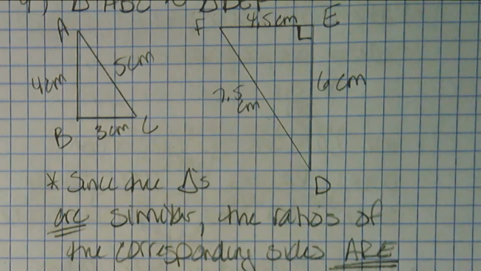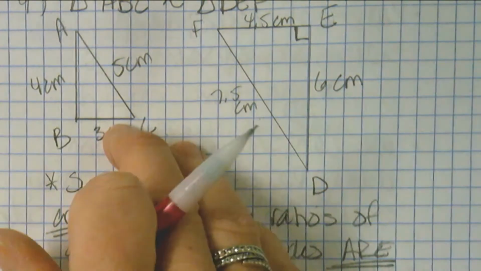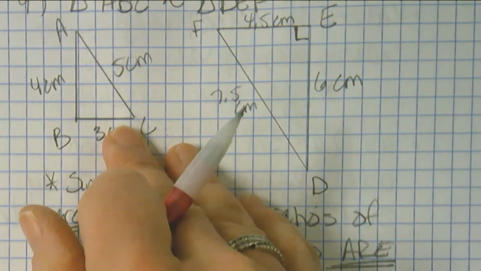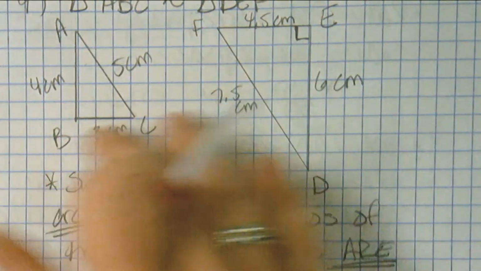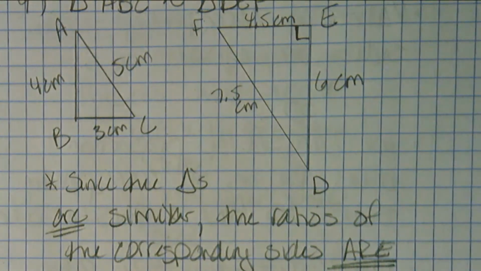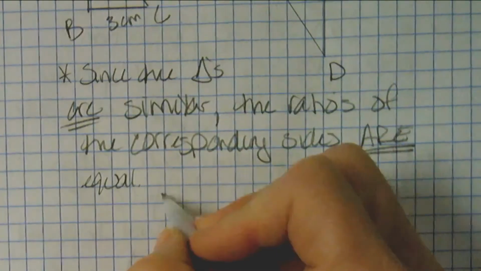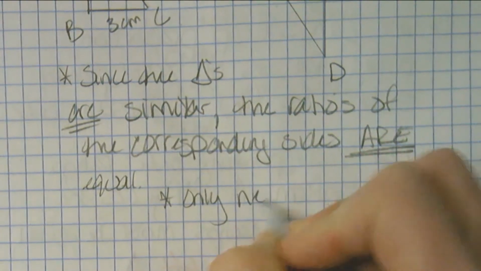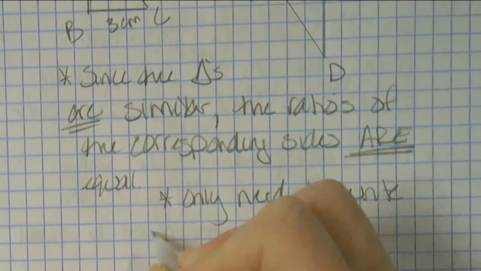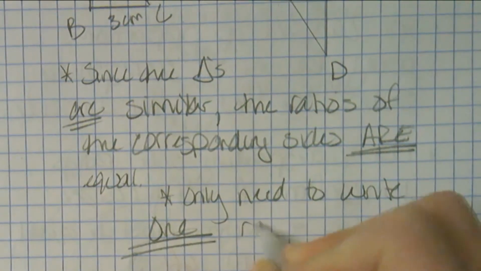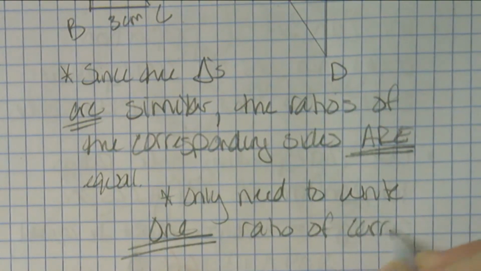If I said to you, here are 2 triangles, prove that they are similar triangles, then you would have to write a ratio of all of the corresponding sides, and you would need to see, are they equal to each other? But that's not what this is asking. I already know that they are equal to each other. I just want to know, what is the ratio? So I only need to write one ratio of corresponding sides.